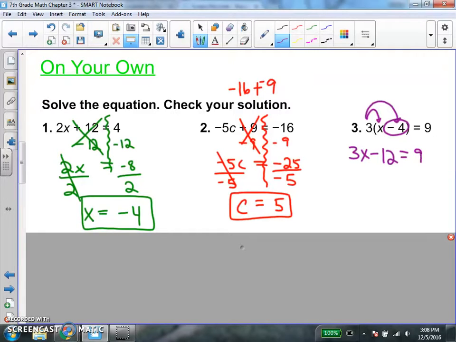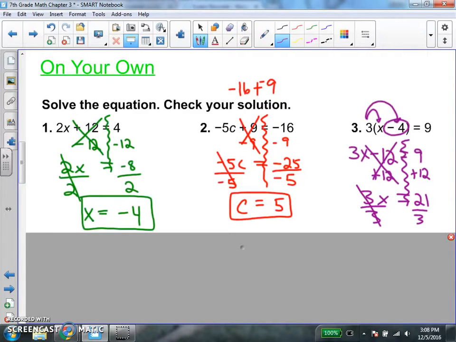Okay, now I can split it at the equal sign. I can get rid of my constant first. My constant is negative 12, so the opposite would be to add 12 on both sides. These would cancel. I'd be left with 3x equals 21. And to isolate my variable, right now x is being multiplied by 3, so the opposite would be to divide by 3 on both sides of my equation.